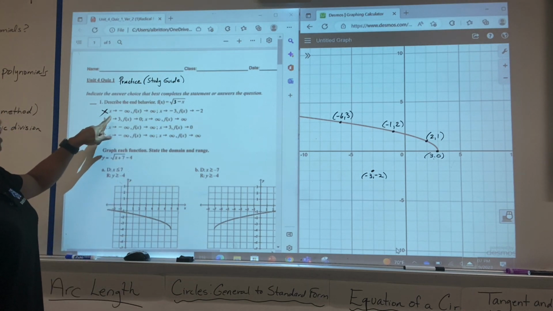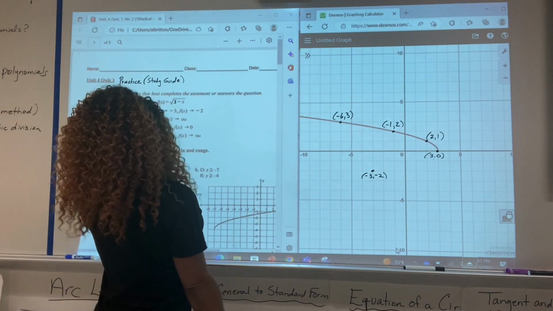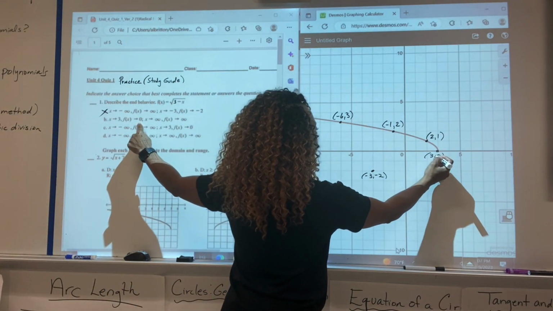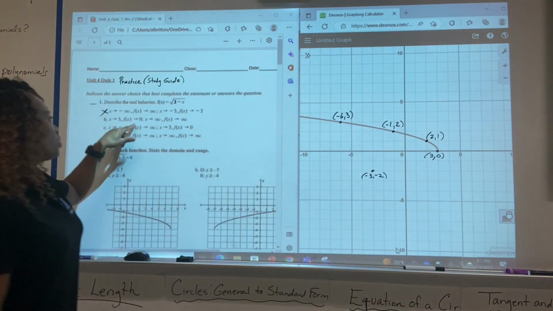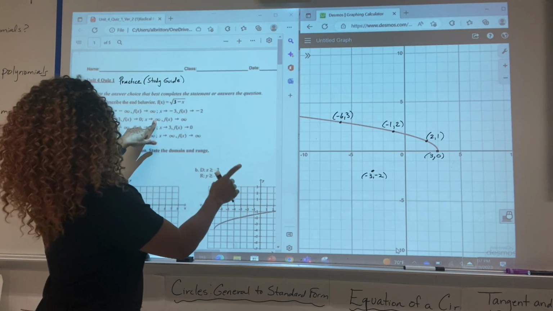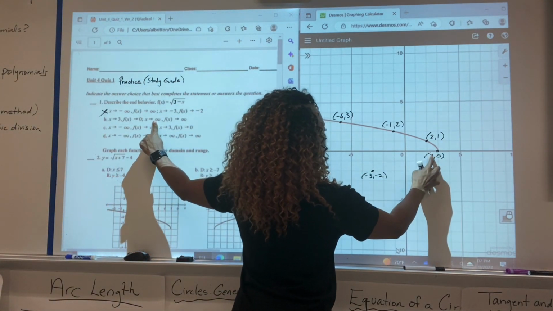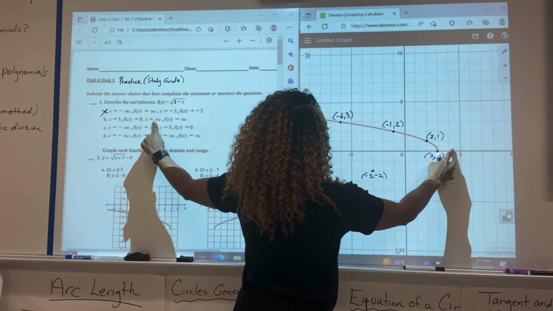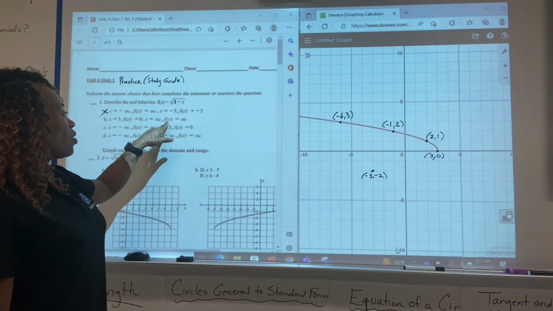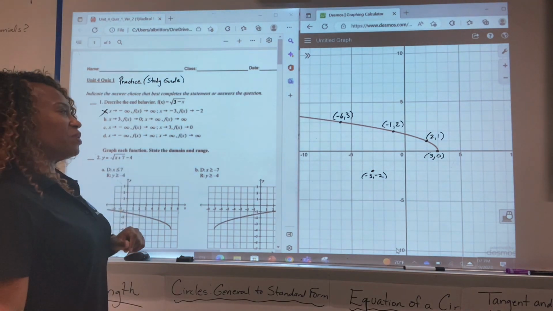B reads as x approaches 3, f of x approaches 0. Okay, so when x is 3, is y 0? Yes, that point is actually on the graph. So that part is true. Let's check the next one. As x approaches positive infinity, that means as the x values get bigger going this way. So here we start at 3 as it goes 4, 5, 6, 7. Is f of x, or the y coordinates, approaching positive infinity? So are the y values getting bigger?